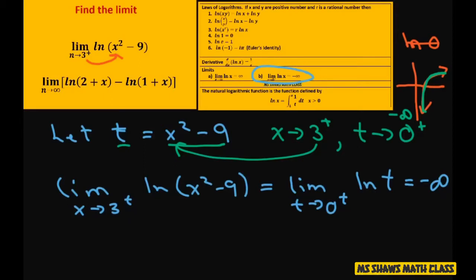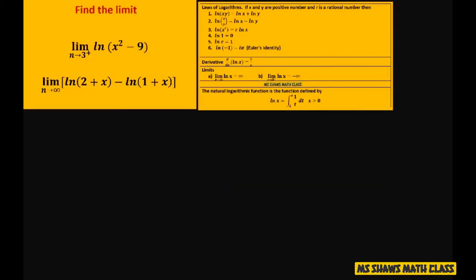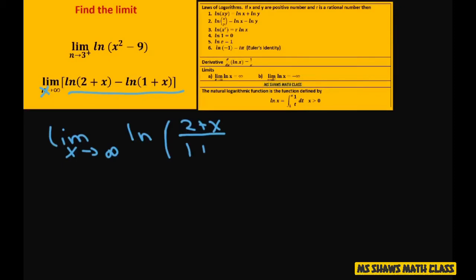Now, the second one is this one. So the first thing you do when you have this is we're going to write this as a single logarithm. So we're going to write this as the limit, and this should actually be x. So let's change this to x. As x approaches infinity of ln of, I'm going to condense it, 2 plus x divided by 1 plus x.